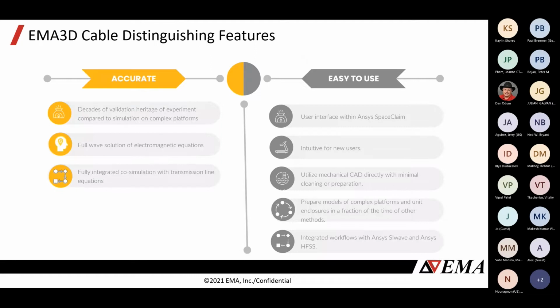What are the distinguishing features? EMA3D Cable has decades of validation heritage. It's been used for EMI, EMC since the 1980s. It's been developed specifically for EMC and related environments. It is a full wave solution of the electromagnetic equation, so it's applicable to a wide class of problems. EMA3D co-simulates that full wave solver with a cable wire transmission line solver. It's actually a modification of traditional transmission line theory, but that allows us to model complex 3D geometry self-consistently with complex harnesses in a computationally efficient way.